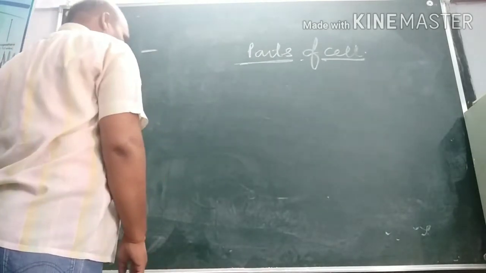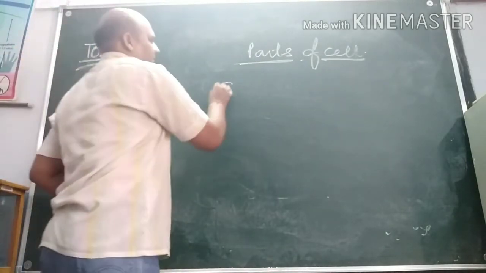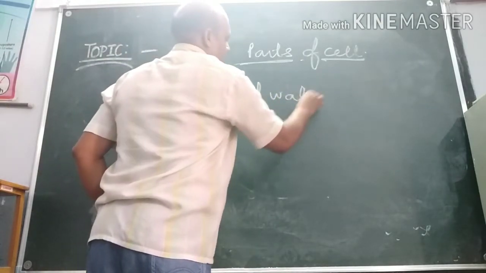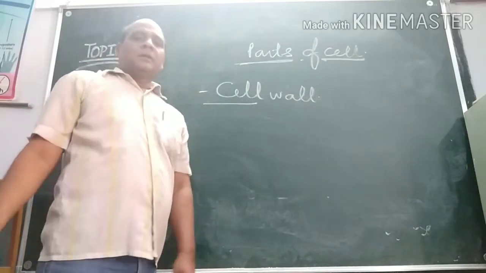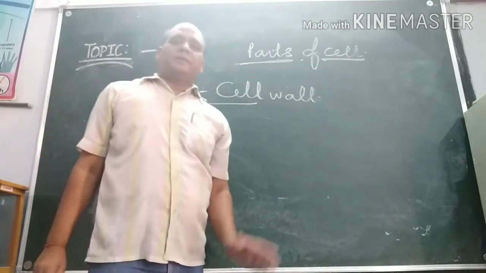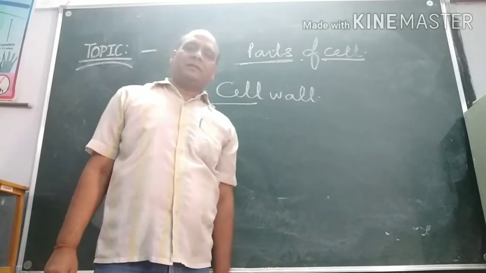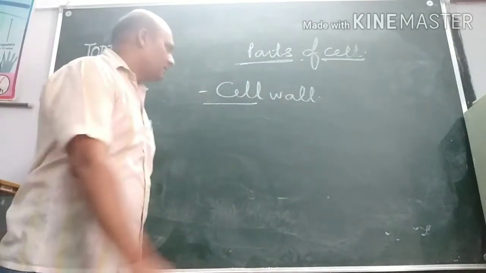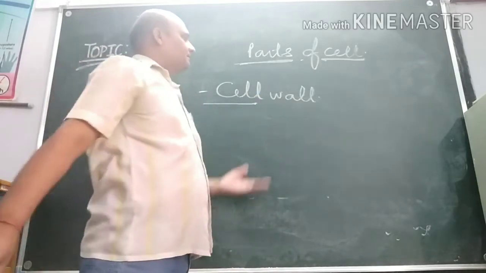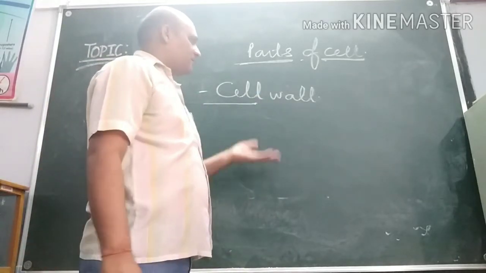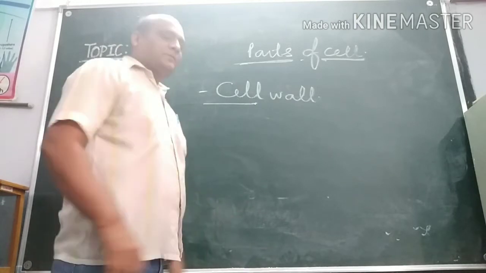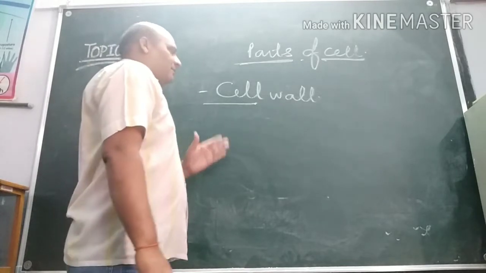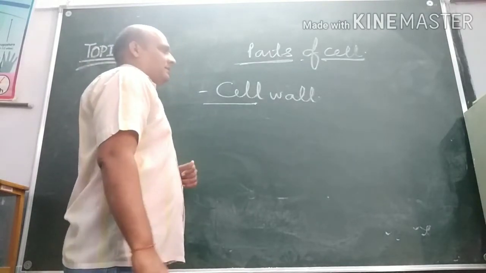Next, cell wall. The cell wall is generally found in plant cells and bacteria. It is found in the outer region of the plasma membrane. It is delicate, but in some plants it is hard. It is made up of cellulose, pectin, etc. It provides mechanical support to the cell.